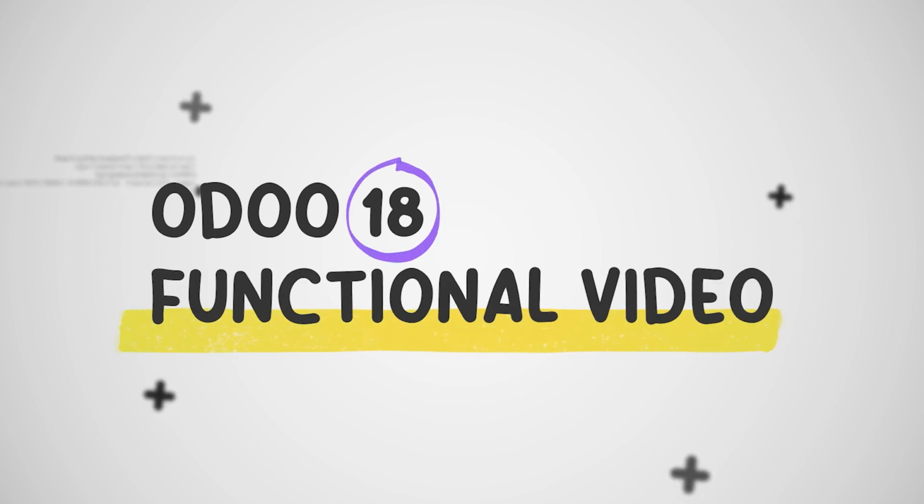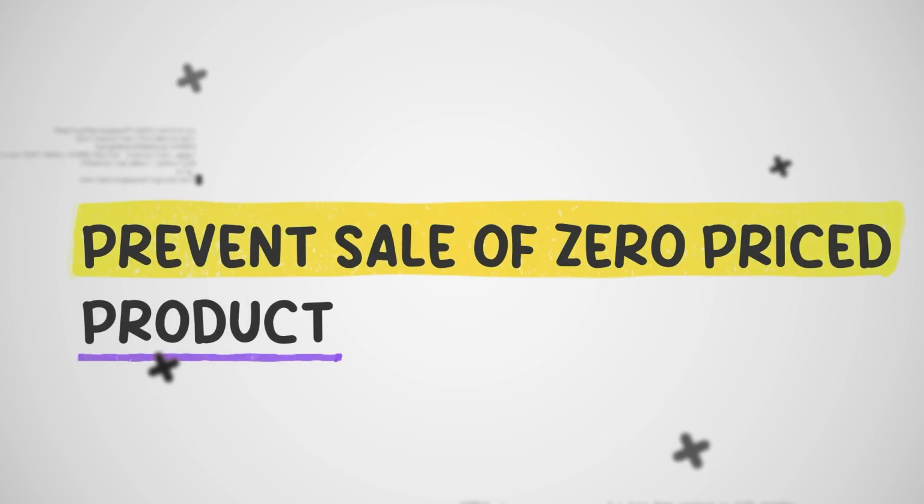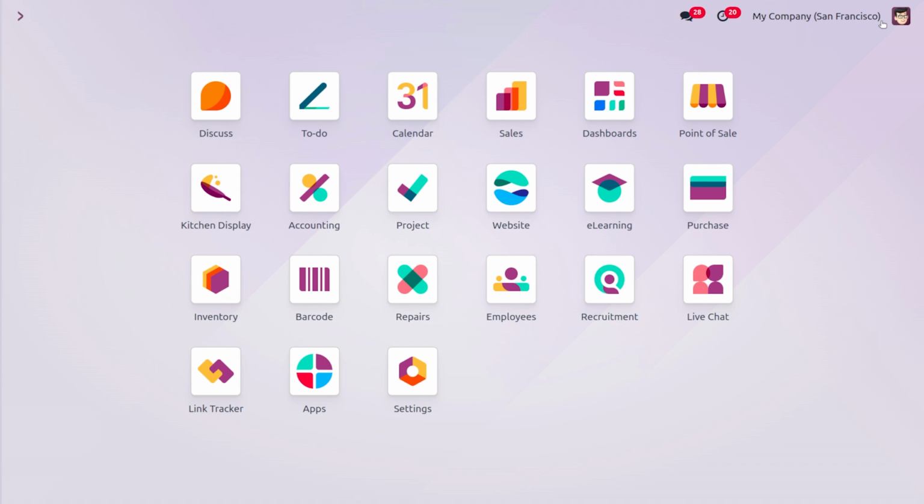In today's video, we will discuss preventing zero-priced products in Odoo. In Odoo, preventing the sales of zero-price products is a valuable feature that helps to maintain accuracy and avoid potential issues. So, when a customer attempts to add a product with zero price to their cart, the system will interrupt the action and redirect them to the specified URL. This prevents accidental orders and ensures a smoother shopping experience.